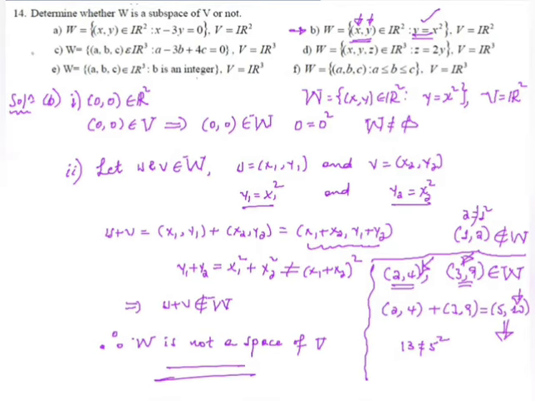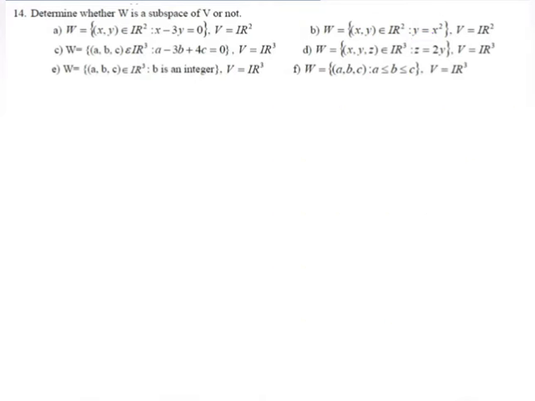Okay, now we go to C. What kind of set do we have in C? W is defined as a set containing (a,b,c), these abc are triplets in R3. The first a and b are in R2, and this is R3, a 3-entry or 3 dimensional vector. So this W is the set of triplets with 3 entries where the first entry minus 3 times the second entry plus 4 times the third entry gives 0.